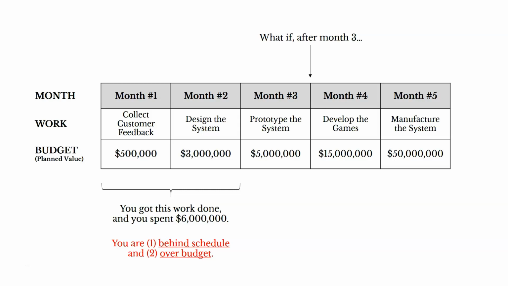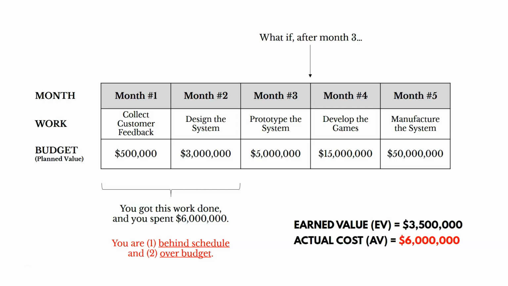And then your planned value is going to be well above that. You're going to add 500,000 plus 3 million plus 5 million, because you expected at the end of month 3 to have those 3 things accomplished. So what this tells me is that we're behind schedule and over budget based on our EVM calculations. Earned value equals 3.5 million, and actual cost equals 6 million. So we've earned a lot less than we've spent. Bad measurement. We've overspent here.